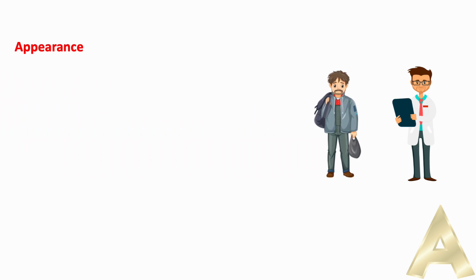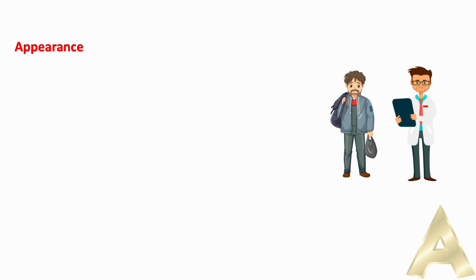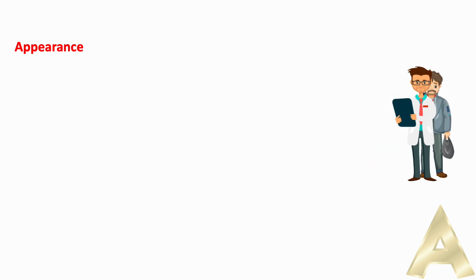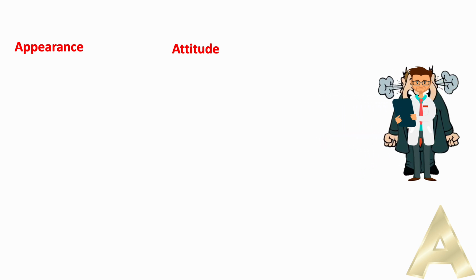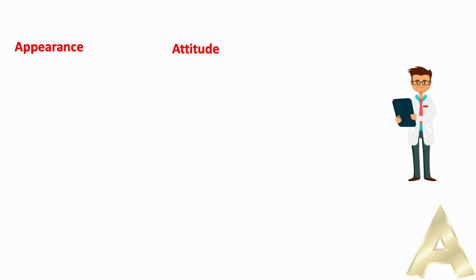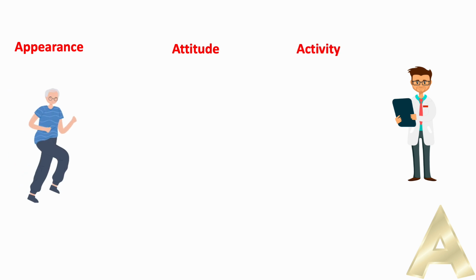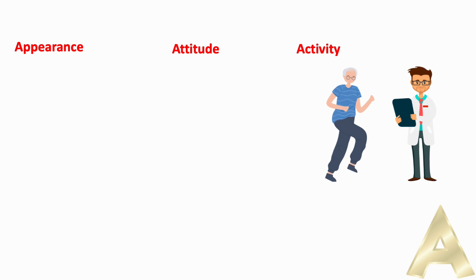A stands for more than one thing. The first is appearance, which includes apparent age, attire, cleanliness, and so on. Secondly, it also stands for attitude, where cooperativeness, calmness, hostility, and other attitudes are elicited. A also stands for activity because we aim to observe both voluntary and involuntary movements as part of the examination.